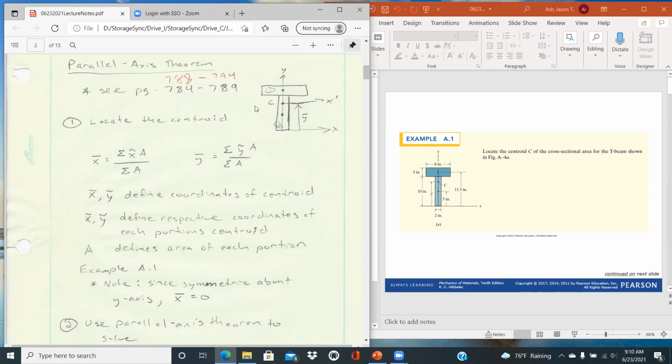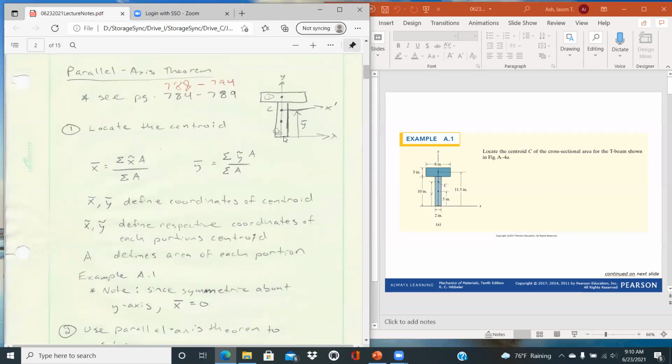The first thing is you really need to locate the centroid of the geometry, the centroid of the area. And you can do that. You can define your x-axis however you want. In this case, we've defined that from the bottom of the beam and then y vertically upward through that symmetry line about the y-axis. We just don't have a line of symmetry about the x-axis.